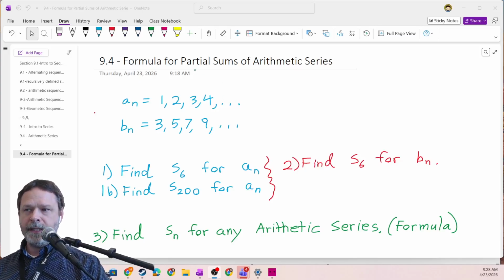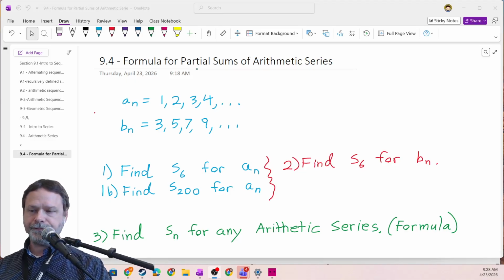We've been talking about series, and there is a formula for finding a partial sum. We've talked about partial sums also. There is a formula for the partial sum of an arithmetic series. So I want to do a couple examples first.